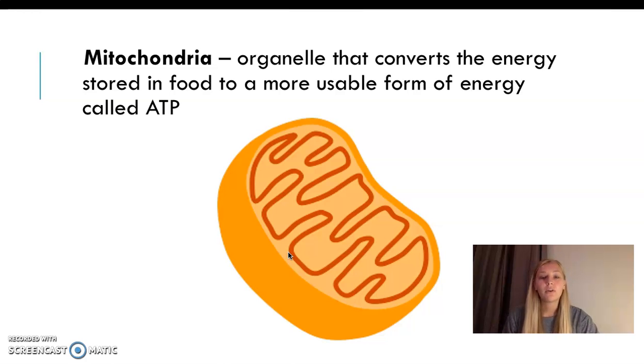It's the organelle that will convert the energy that we eat from the food, and that's stored in that food, to a more usable form of energy for the cell to use. And the cell uses a molecule called ATP for its energy source. And it's just a small molecule that it can eventually break down and get energy from to power the cell and all the other functions that the cell needs to do. And here's a diagram.